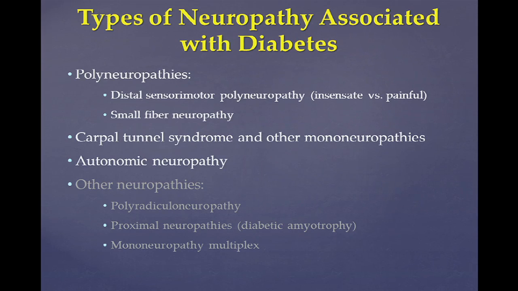They can also get proximal neuropathies. The classic one here is a diabetic amyotrophy, and that presents with groin pain and usually weakness in the proximal lower extremity on the same side. And then more rarely, they can present with mononeuropathy multiplex, which is where they have involvement of different nerves in different limbs.